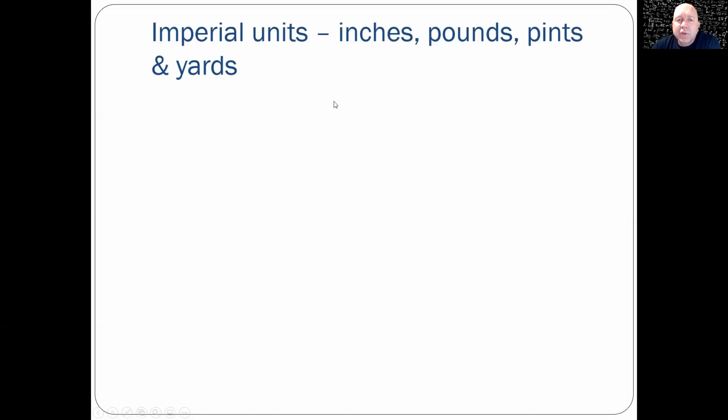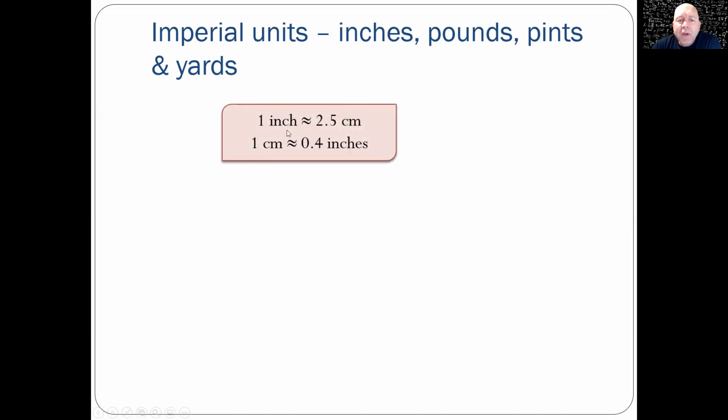So I thought it was important that we had a look at roughly how big they are and what they're used to measure. So 1 inch. An inch is a unit of measure of length, and it's about, so this wavy equal sign means approximately, 1 inch is approximately 2.5 centimeters. And that means that 1 centimeter is approximately 0.4 inches.